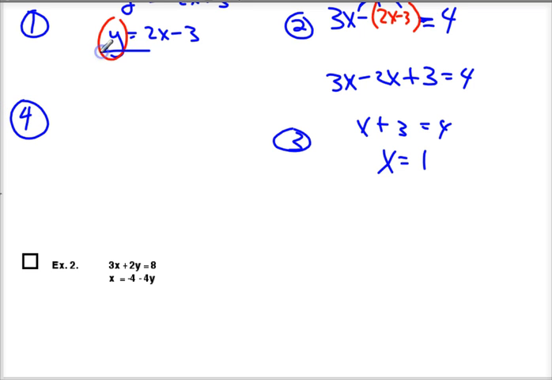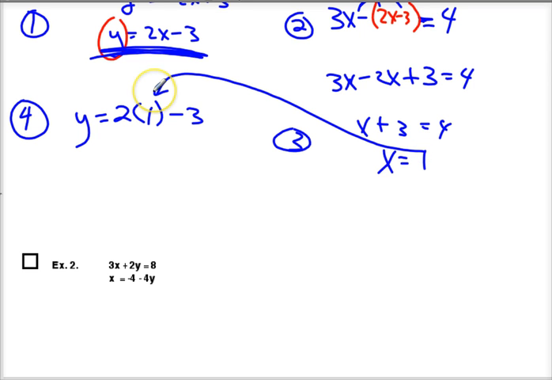All I do is use the equation that I have right up above here, only instead of having an x in there, I put what I think it equals, and I think x equals 1. Solve that up, you get 2 minus 3. We think y equals negative 1.